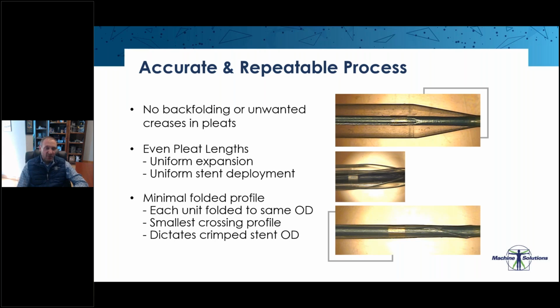The outcome that we want from the process is, again, accurate and repeatable, but with the key characteristic being that folded OD. We want that outside diameter of the folded balloon to be the same unit after unit with the smallest possible crossing profile. And on top of that, if you're crimping a stent, that folded balloon OD is going to dictate your overall stent crimped OD.